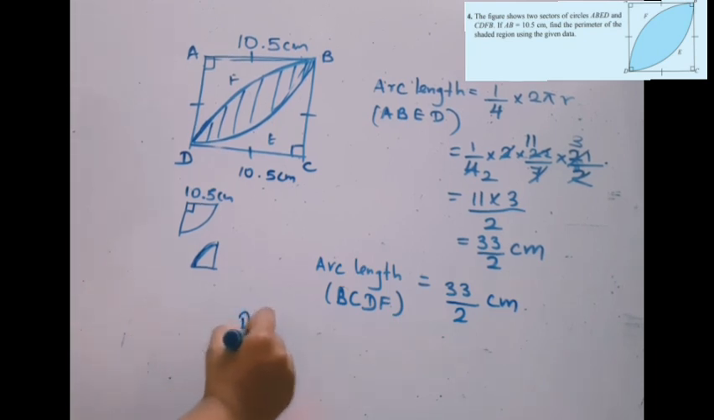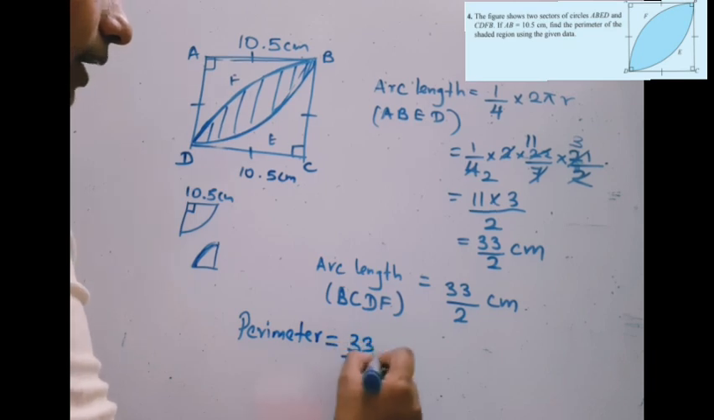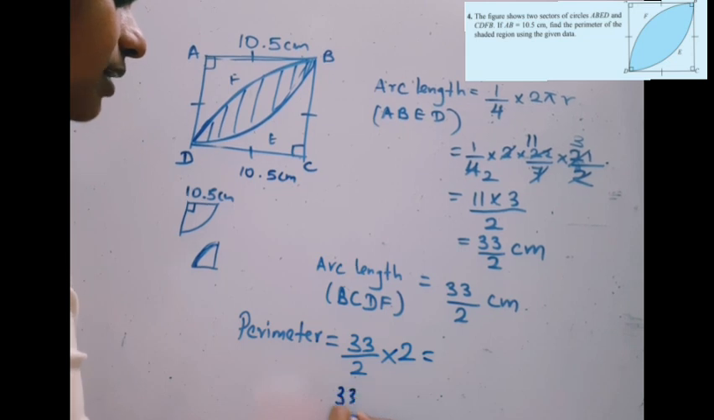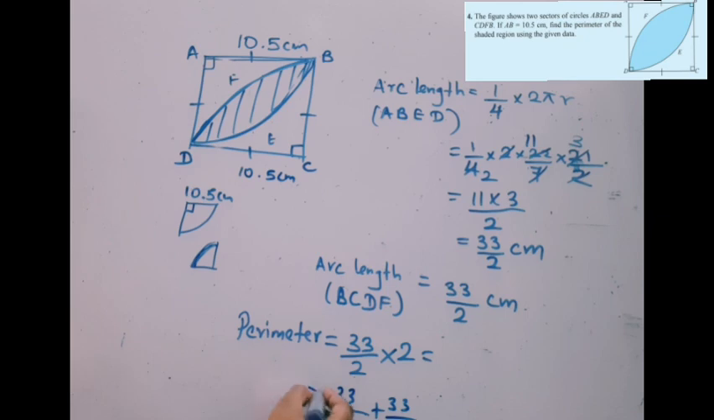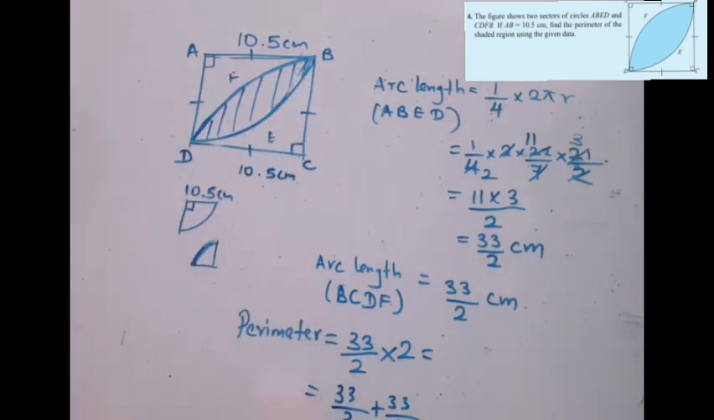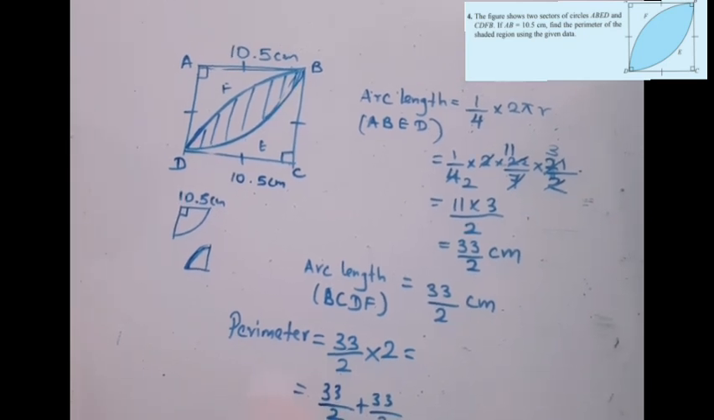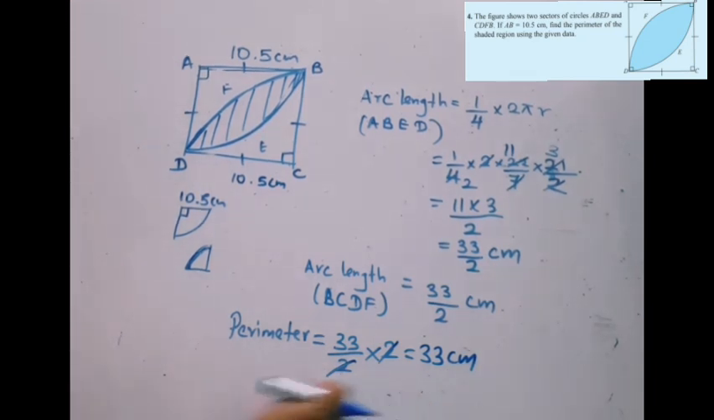So the perimeter is actually what? 33 by 2 multiplied by 2, or else you can add this twice as well. Why? Adding both the arc lengths together will give you the perimeter of this shaded region. So what is going to be the answer? 2 and 2 can be cancelled. So 33 centimeters is going to be the answer for the perimeter.